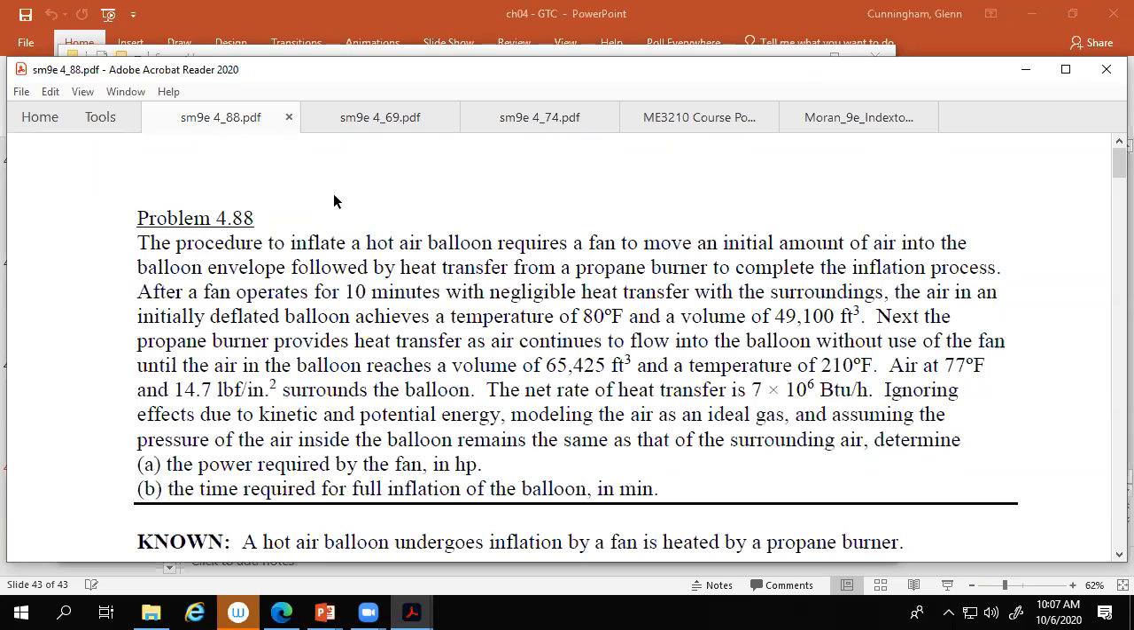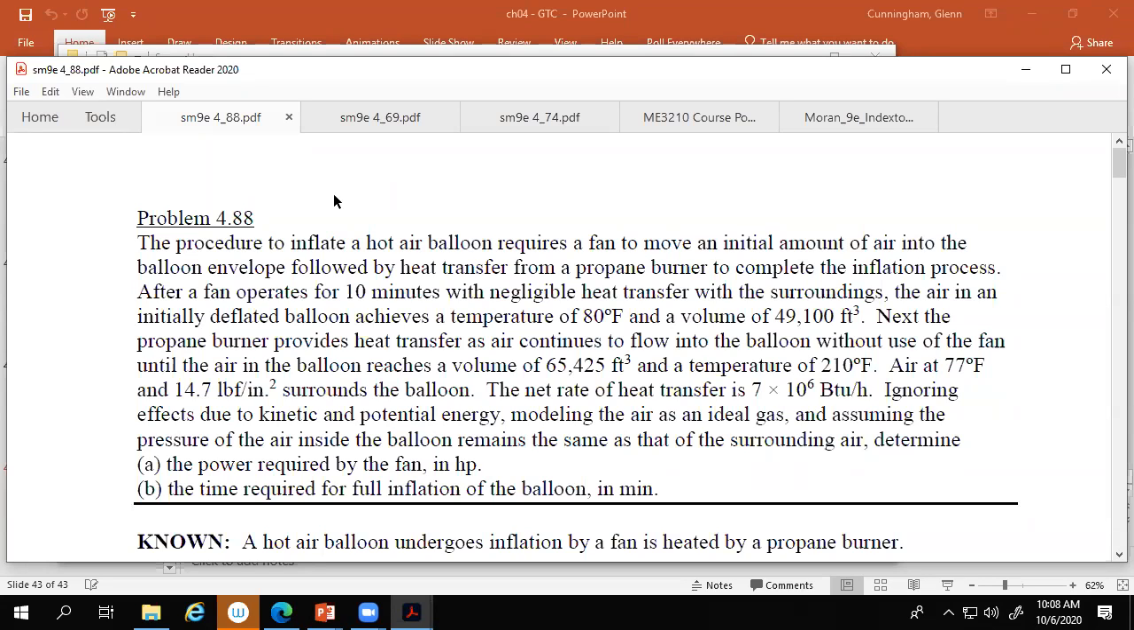After the fan operates for 10 minutes with negligible heat transfer with the surroundings, the air in the initially deflated balloon achieves a temperature of 80 degrees Fahrenheit and a volume of 49,100 cubic feet. Next, the propane burner provides heat transfer as air continues to flow into the balloon without use of the fan until the air in the balloon reaches a volume of 65,425 cubic feet and a temperature of 210 Fahrenheit. Air at 77 Fahrenheit and 14.7 atmospheric pressure surrounds the balloon.